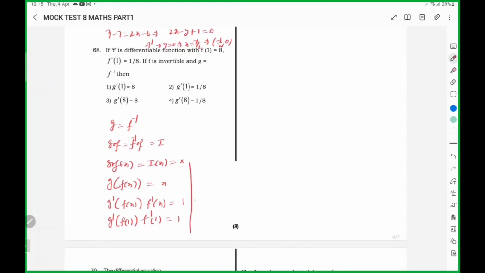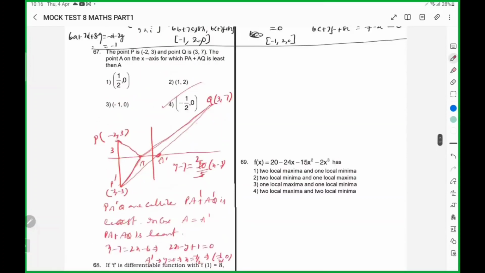So from here, f of 1 is given as 8, 1 by f dash 1. But he defined it as 1 by 8. So g dash 8 becomes 8. So the option is correct.